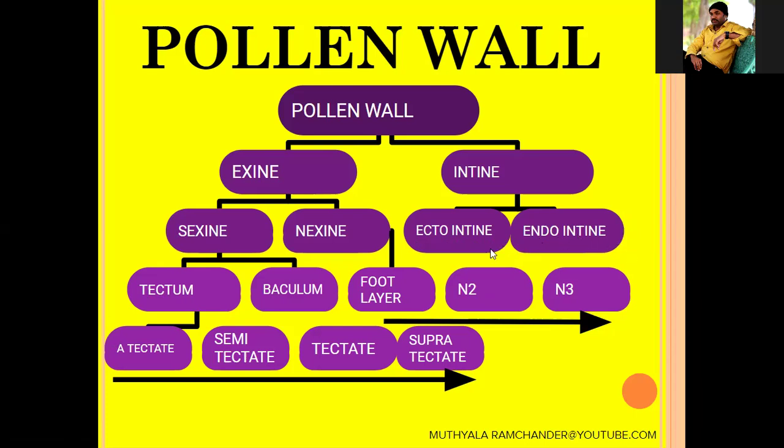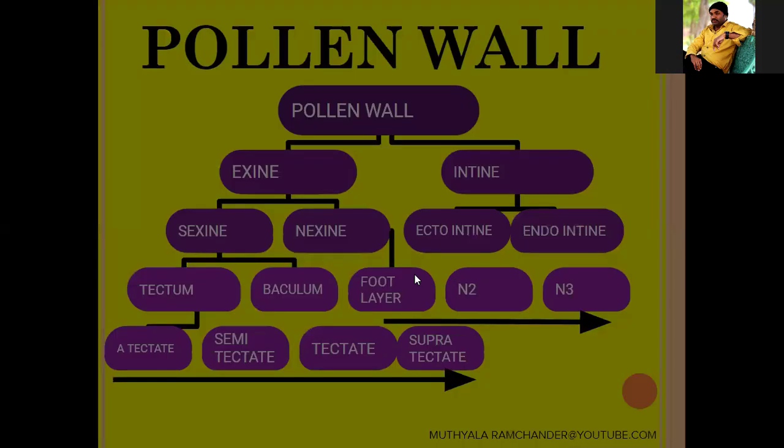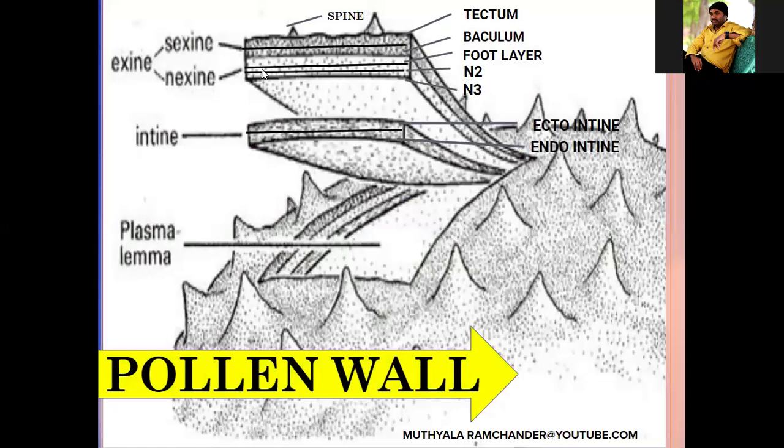If we identify these layers in the diagrams, it shows like this structure. Mainly the pollen wall shows exine and intine. Exine is the outer layer. It is again divided into two sublayers: sexine and nexine. Sexine is the outermost layer of exine. Nexine is the inner layer of exine. Outside of sexine, ornamentals are present. Sometimes hairs, sometimes spines, sometimes globules are present at the outside of sexine.